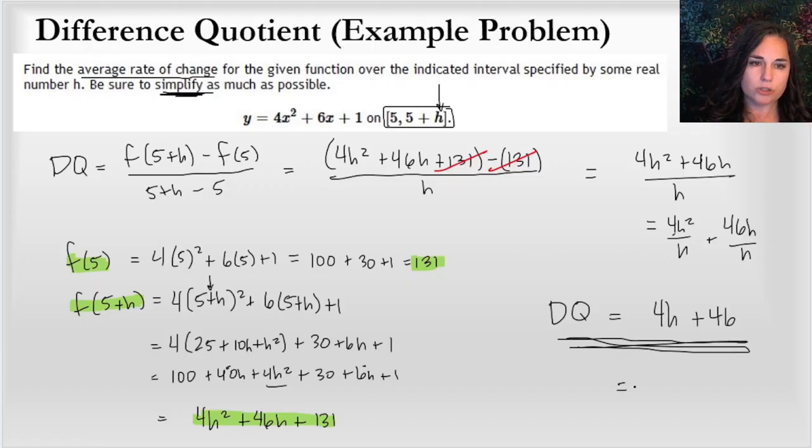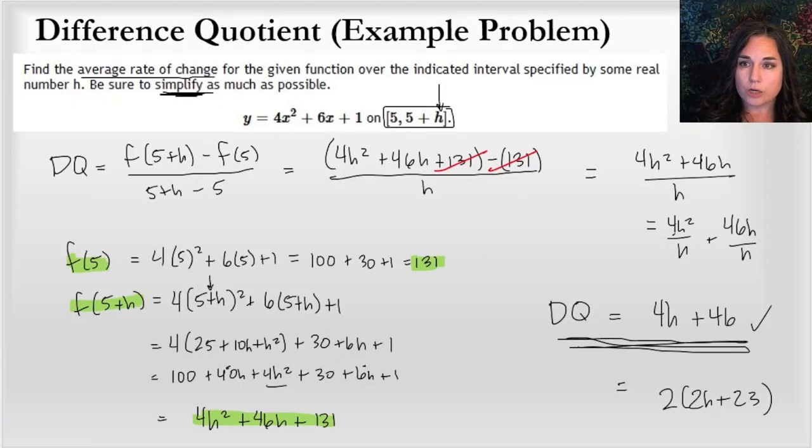Is it the most simple version? I suppose you could take a 2 out, 2 times (2h plus 23), right? That might be the most simple version. I think this is adequate in order to answer the question. That's fine for me as a physicist, maybe. Okay, so that's how you do that problem.